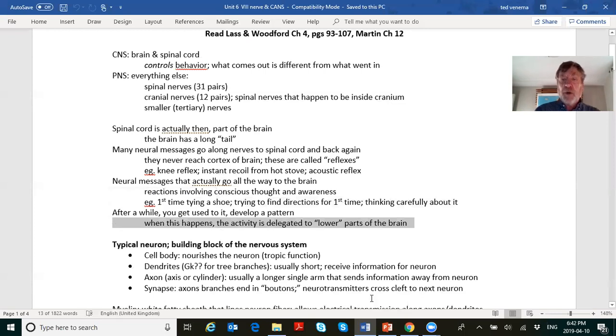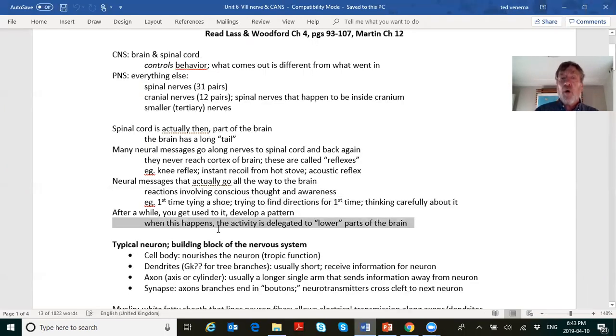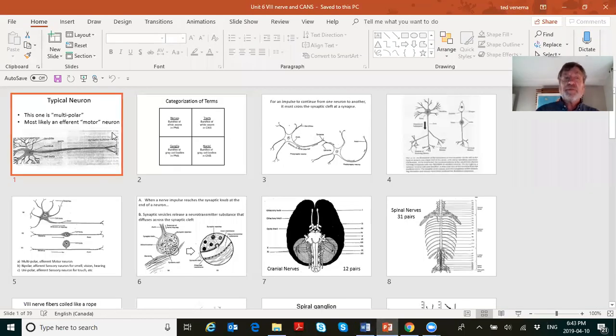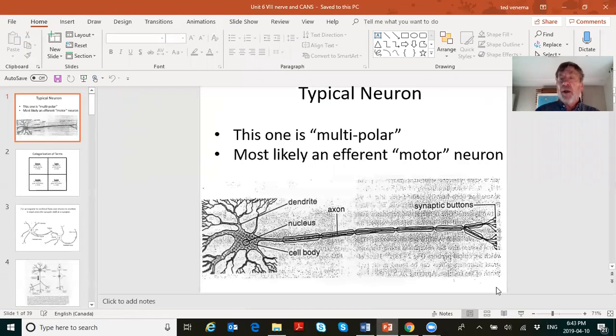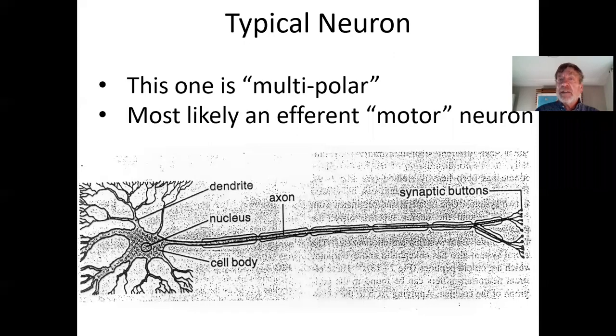We'll go to the PowerPoints here and take a look, see what we've got. The reason I'm doing this is to categorize these four things here. Typical neuron, building blocks of the nervous system. Let's look at a picture. Typical neuron. Now, a neuron is one fiber of a nerve. The eighth nerve has 30,000 fibers, just like a rope has many, many fibers in it, okay?